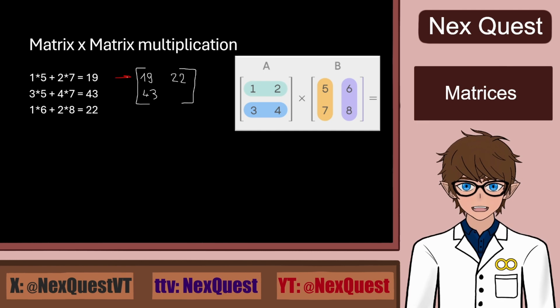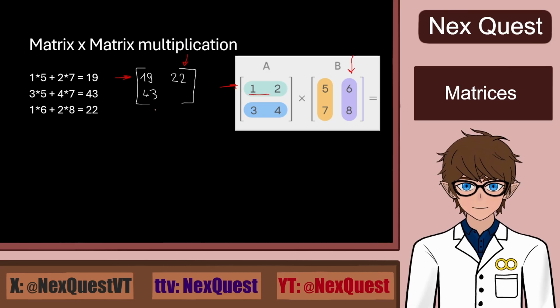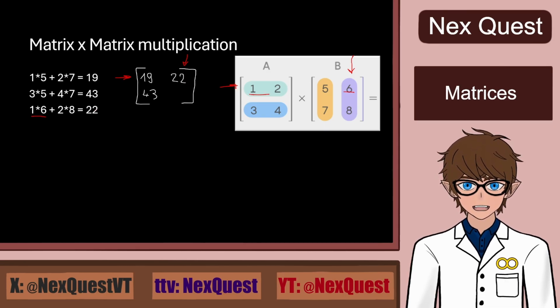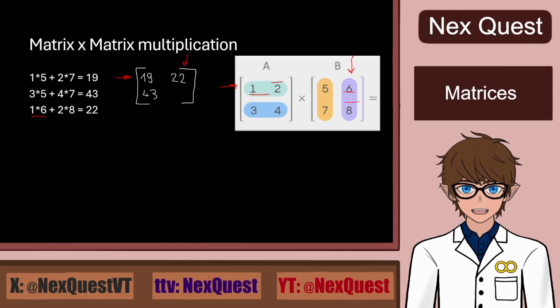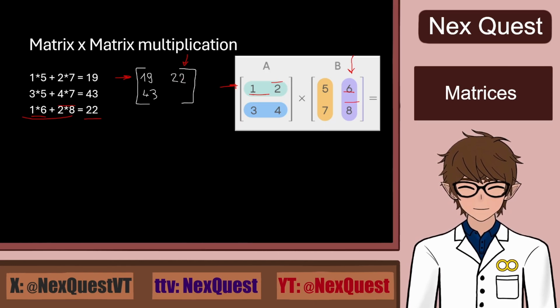Next, we're looking for the first row, second column. So first row, second column. And we see that we have first element, 1 times 6, and second element, 2 times 8. Add it together, 22. Insert in the appropriate space. And we're there, 3/4 of the way.